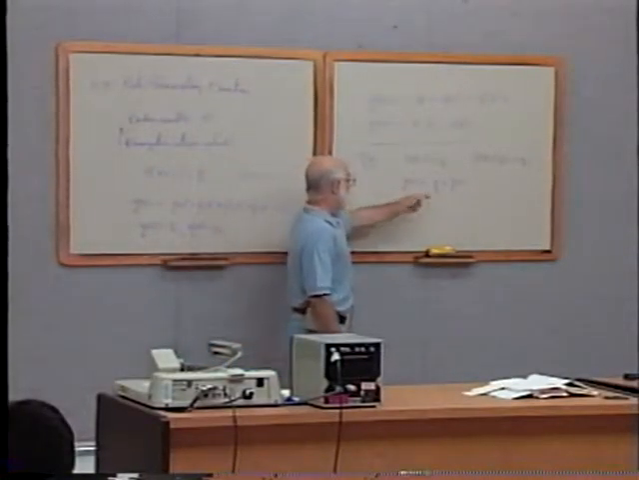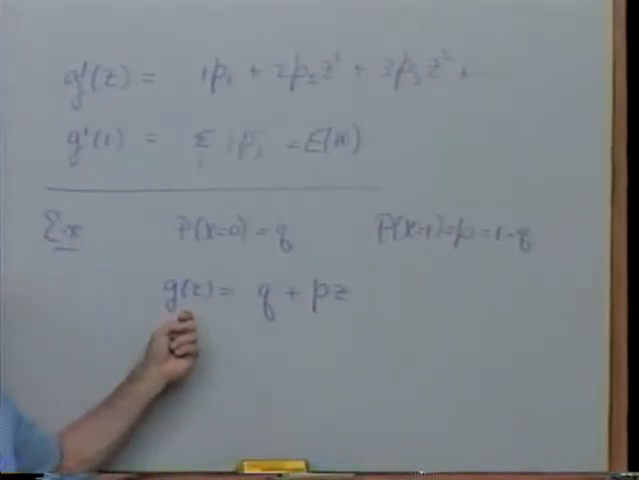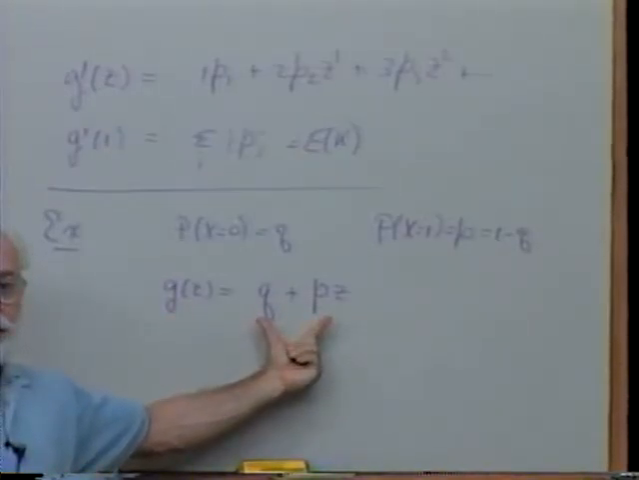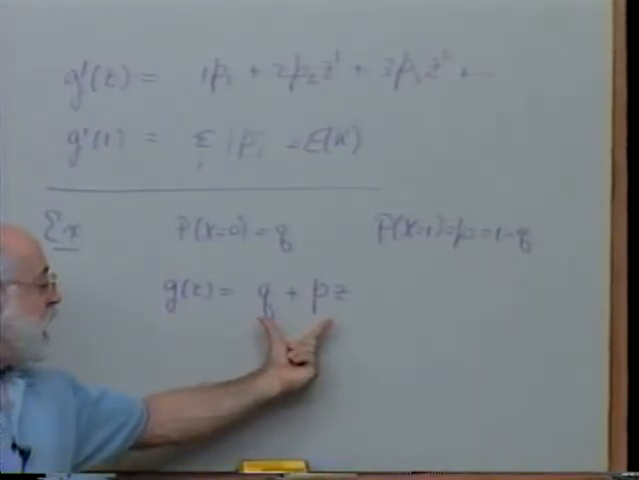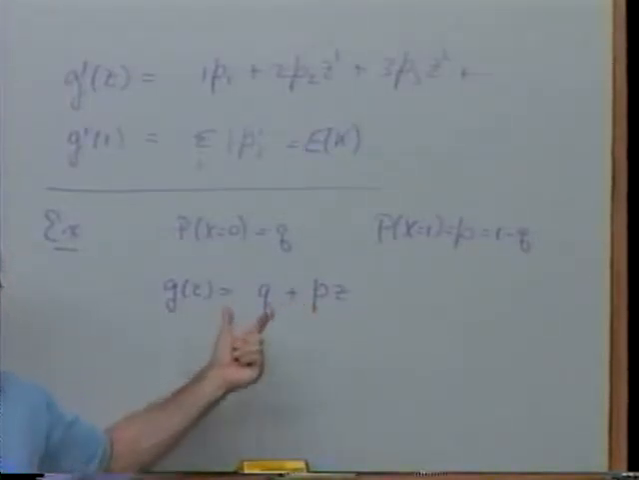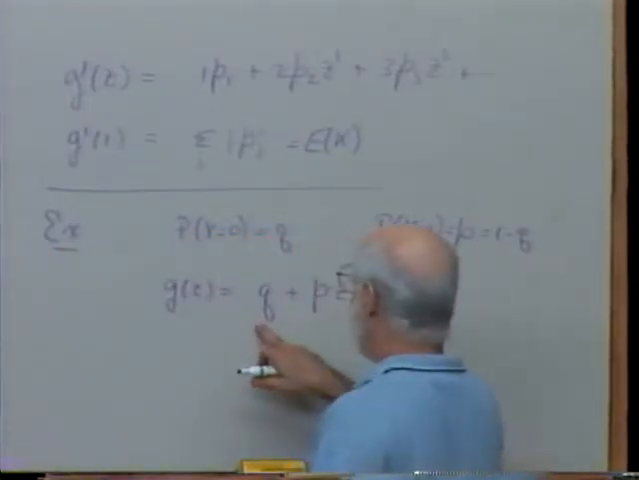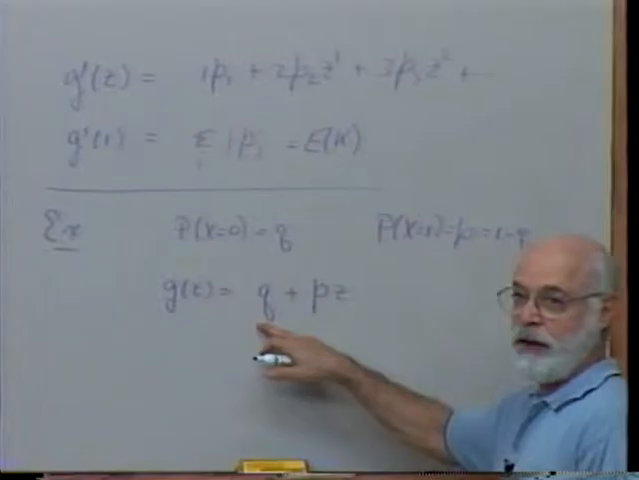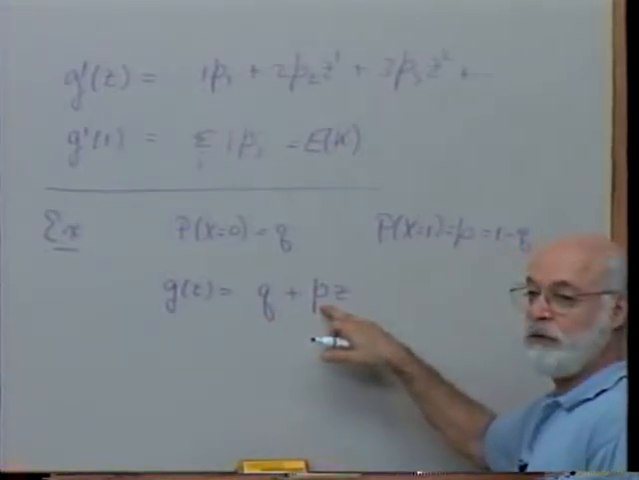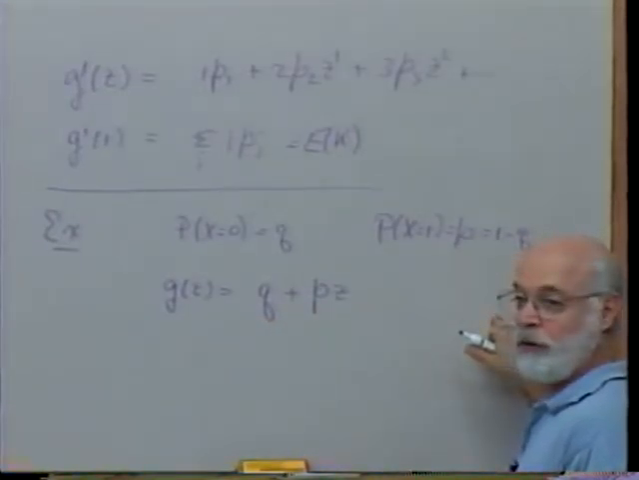So this thing over here is the generating function of the Bernoulli random variable. Now, if someone gave me this function, then I could immediately recognize that it generates the Bernoulli random variable because I know that this is the probability that the random variable takes a value 0, and that's the probability it takes a value 1, and all other probabilities are 0.